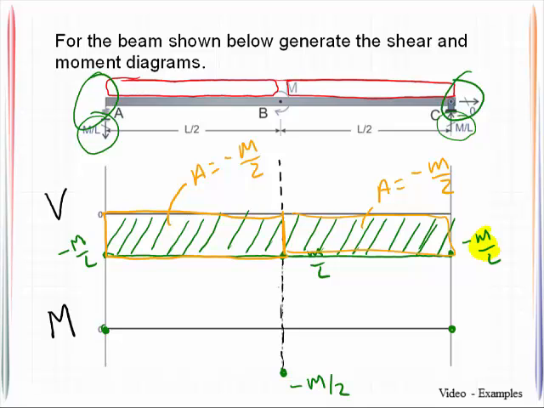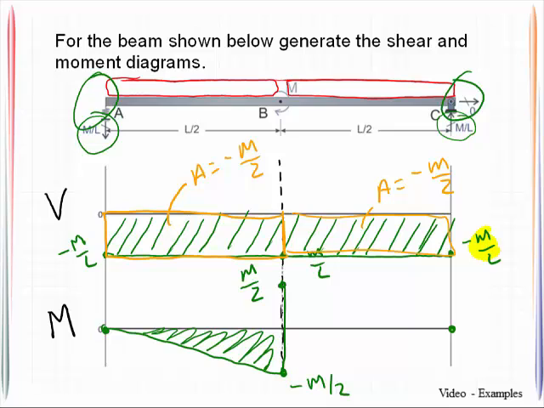Brings me down here. Since shear was constant up above, that will make moment a first order line. Let's go ahead and shade that in. Now, what we do have is an applied moment at point B, which causes a jump. A clockwise moment causes a positive jump. So since it's an applied moment of M, it will jump a total of M, which will then bring my next point up here to be M over 2.